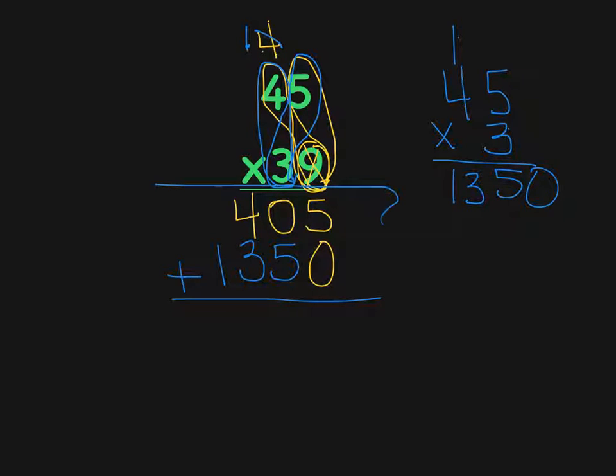So now I'm going to add these numbers right here. And 5 plus 0 is 5. 0 plus 5 is still 5. 4 plus 3 is 7. And nothing plus 1 is 1. So my correct answer is 1,755.